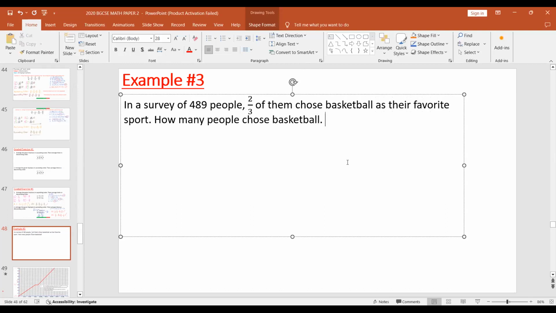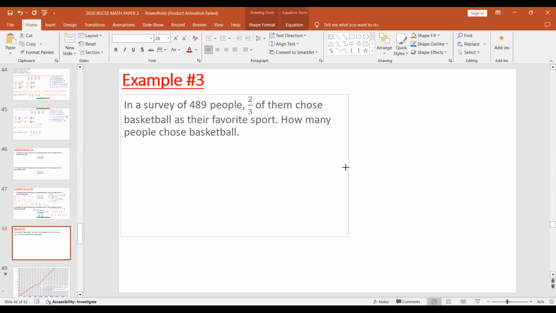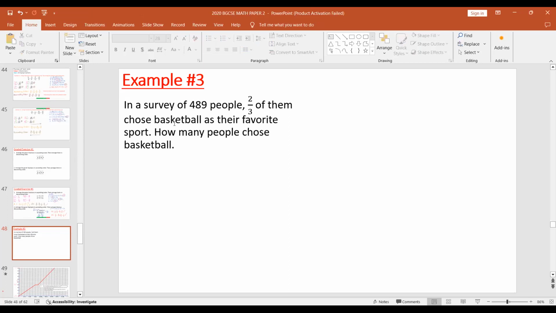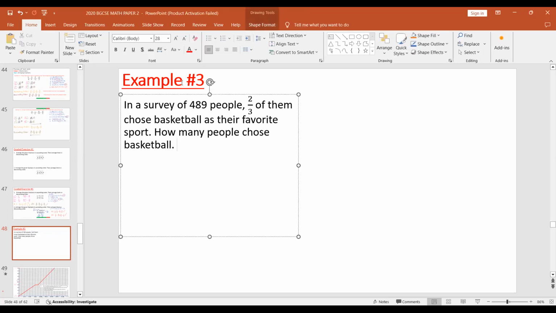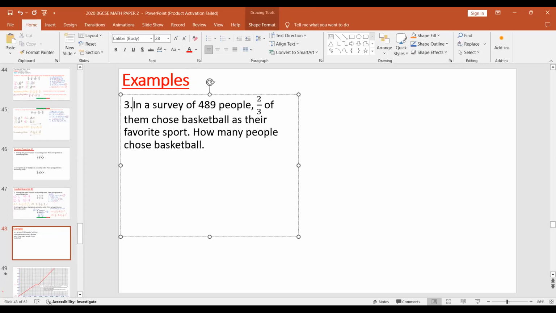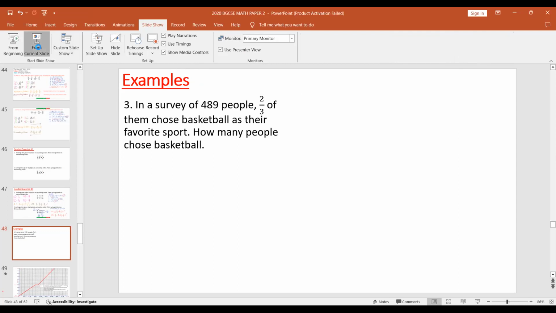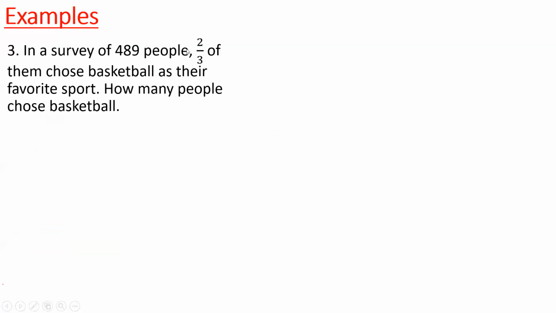So we have a survey, right? And in this survey, 2/3 of people choose basketball as their favorite sport. I'm going to call this the third example. In a survey of 489 people, 2/3 of them choose basketball as their favorite sport. How many people choose basketball?